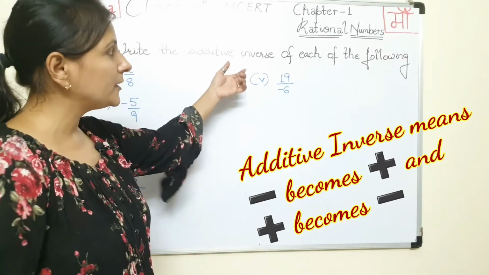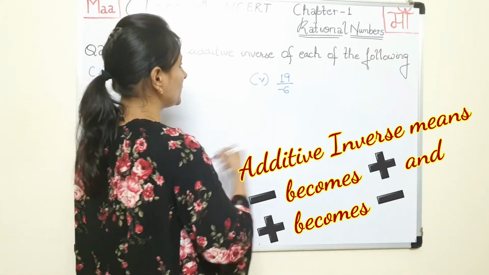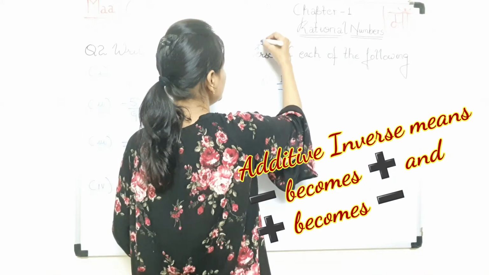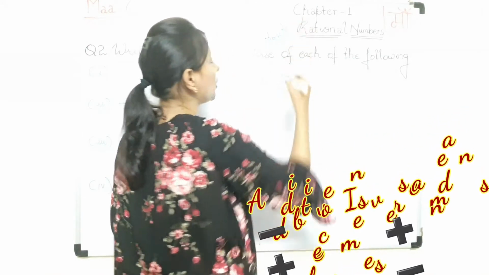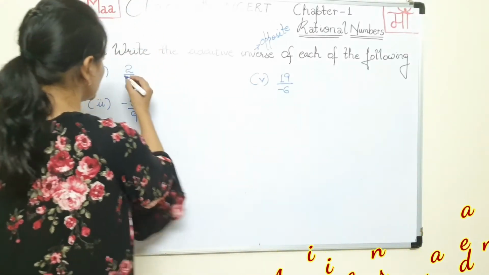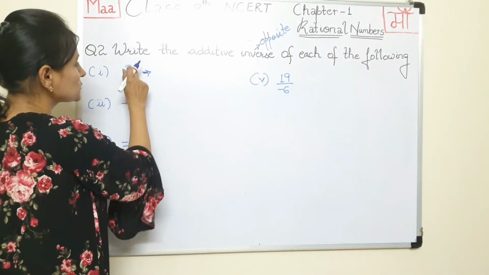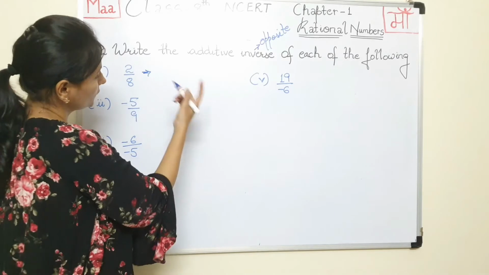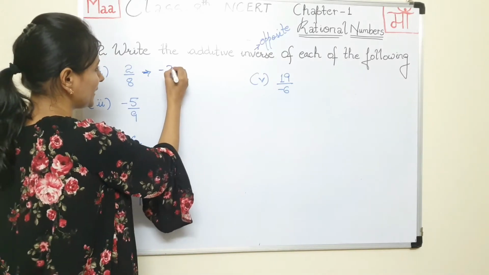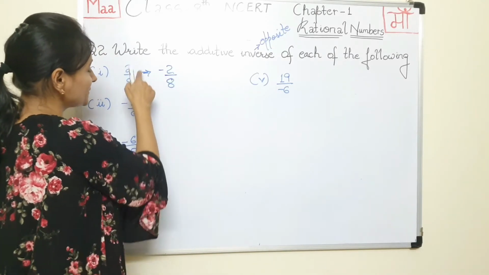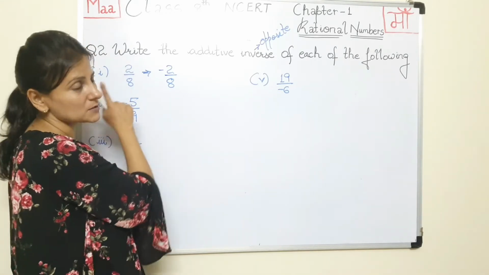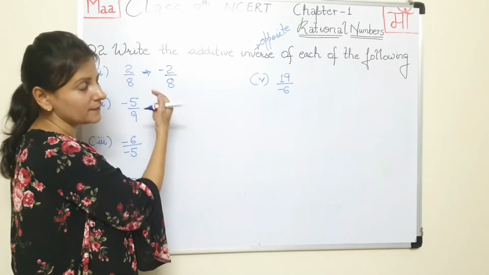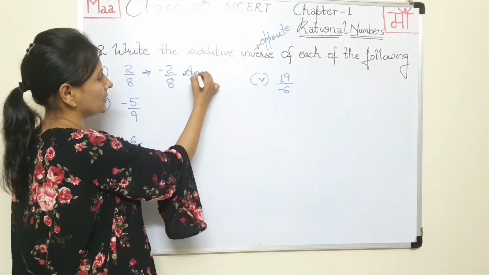So the word inverse means opposite, and you have to remember this. Inverse means here opposite, and opposite of what? Opposite of sign. Here in the question it is 2 upon 8. So the additive inverse of 2 upon 8 will be minus 2 upon 8, because the rational number in the question was positive. So in the answer it will come in negative. So this will be the answer.